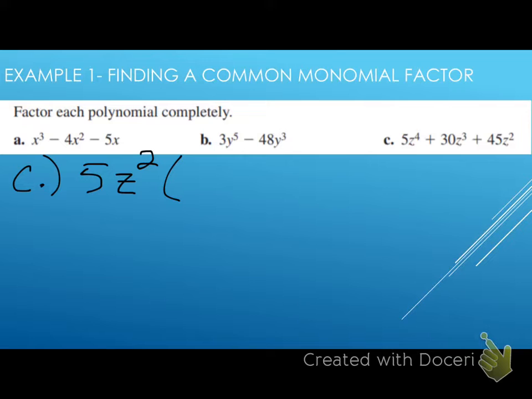5z squared times what gives me 5z to the 4th? Z squared. 5z squared times what gives me 30z to the 3rd? Plus 6z. And 5z squared times what gives me 45z squared? 9. Everyone okay with factoring out a GCF? So I got two polynomials now. 5z squared, z squared plus 6z plus 9. Can either of my polynomials be factored further?